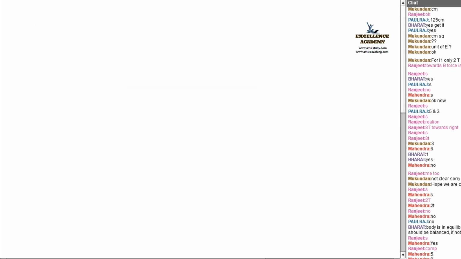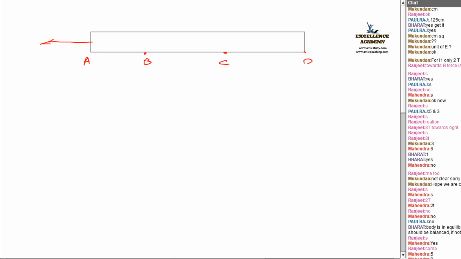Once again, I shall explain. This is the point A, this is the point B, this is the point C, and this is the point D. A 5-ton is acting at the point A here, and here 1 ton is acting, but it is not over. In various sections also it is acting. Here it is 3 ton, here it is 2 ton.